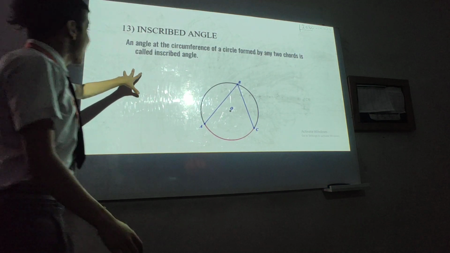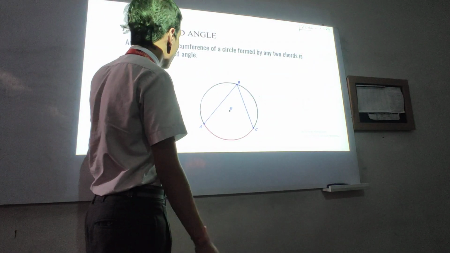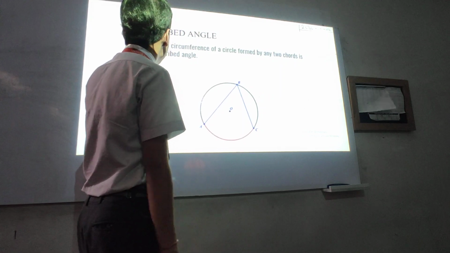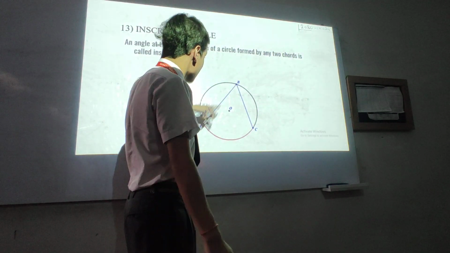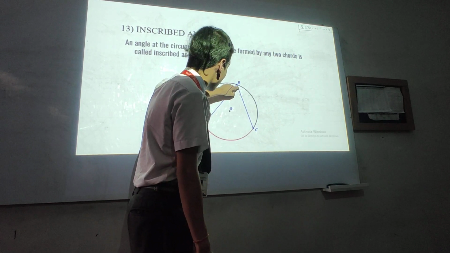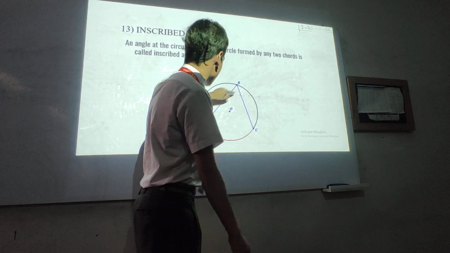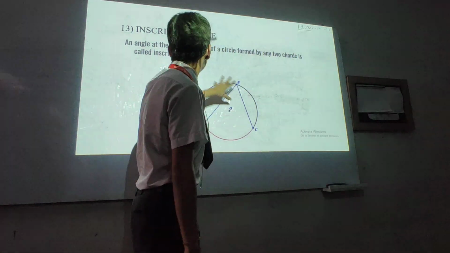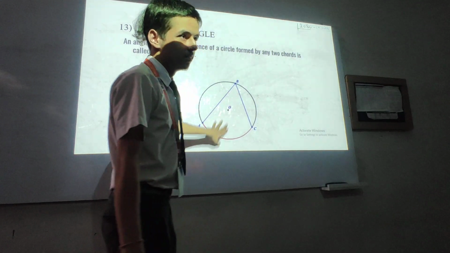Inscribed angle. An angle on the circumference of a circle formed by any two chords is called inscribed angle. This line and this line join at the circumference, and the angle that is formed at B, angle ABC, is called the inscribed angle.